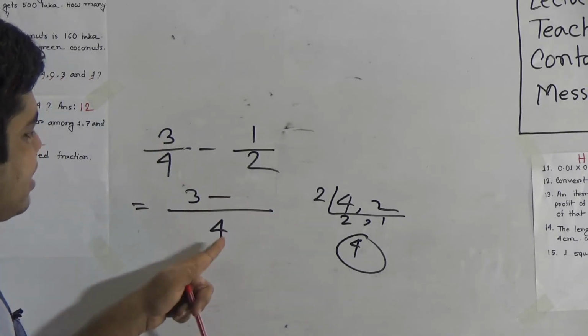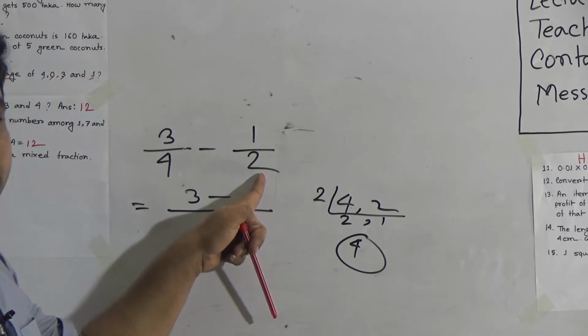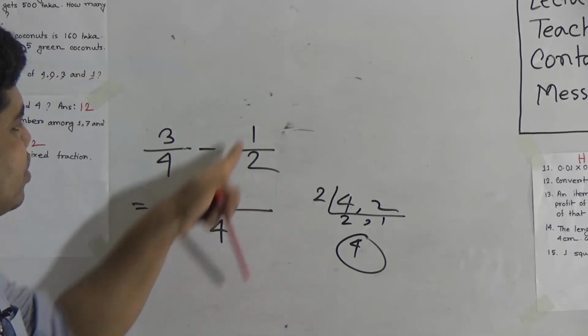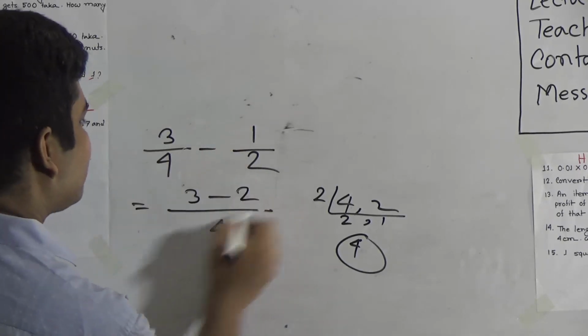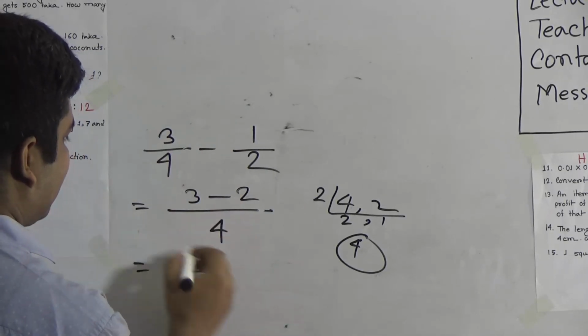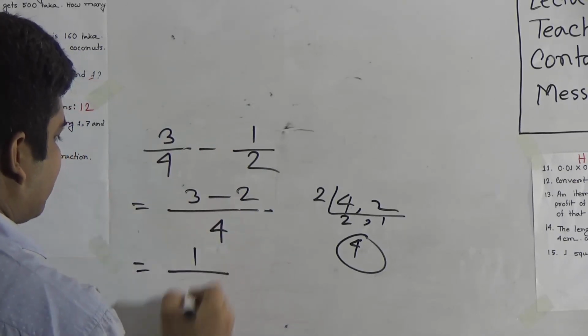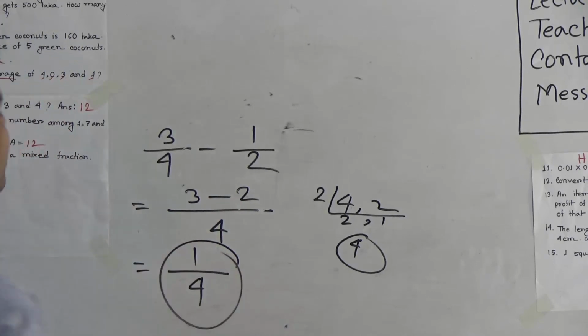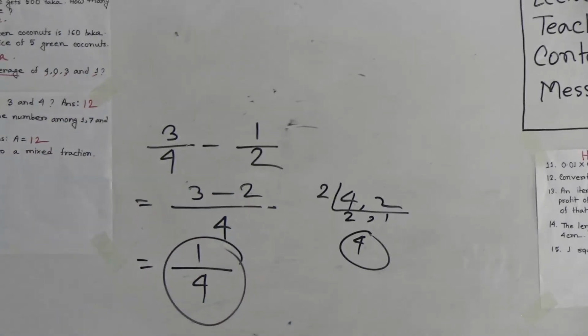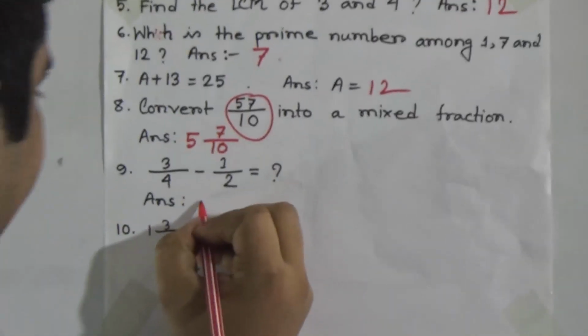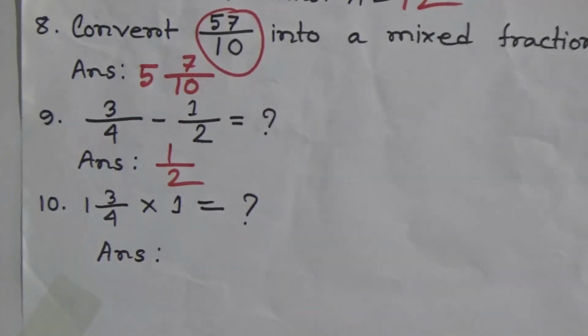Next we divide this LCM by the denominator of the second fraction and we get 2. 2 multiplied with 1 and it will be 2 1s are 2. Now we subtract 2 from 3, we get 1 over this 4. So 1 by 4 is the answer of this question. I hope you have understood.